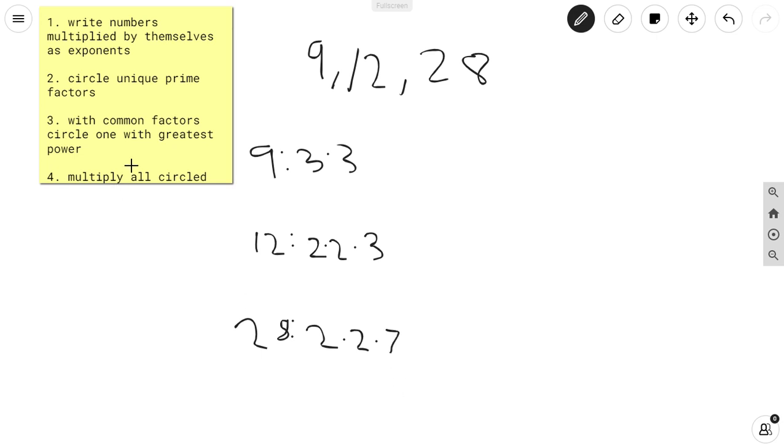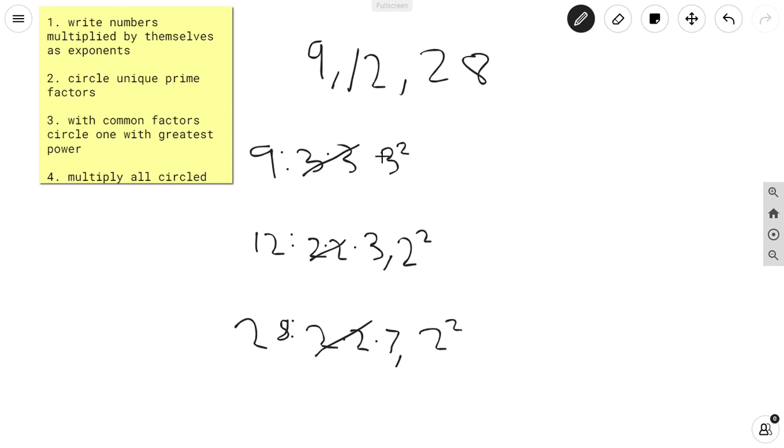Alright, now I go to my directions for the prime factorization. Write numbers multiplied by themselves as exponents. So 3 times 3, I can just rewrite as 3 squared. For 12, 2 times 2 times 3, so 2 times 2, I just write as 2 squared. Same thing here, 2 times 2, I just rewrite as 2 squared.